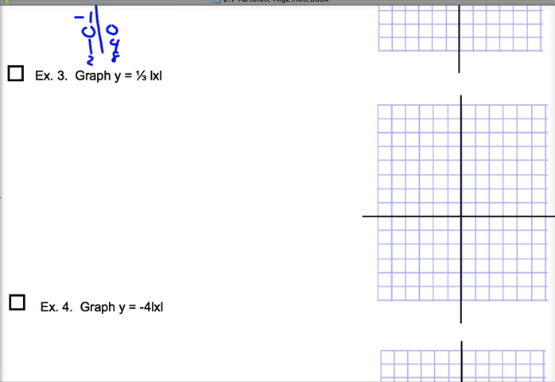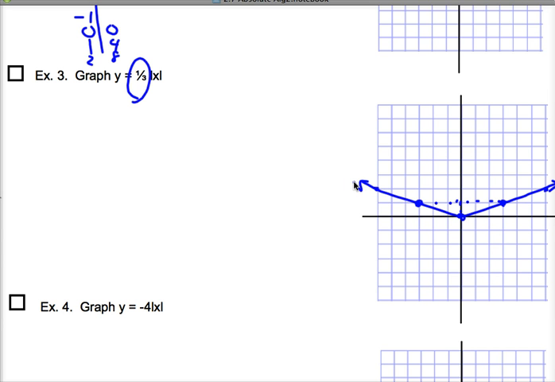Next example, y equals 1/3 times the absolute value of x. Well, there's no adding and subtracting. So again, the vertex is at 0, 0. But in this case, the slope is 1/3. So I'm just going to go up 1 and over 3. Up 1 and 3 the other way, because you got two ways to go on an absolute value. You can either have a positive or a negative. And I can do that again just so I can get comfortable with my rays on each side.